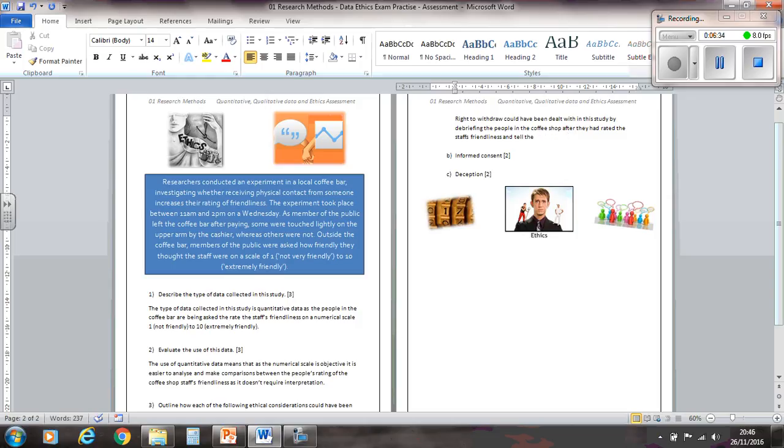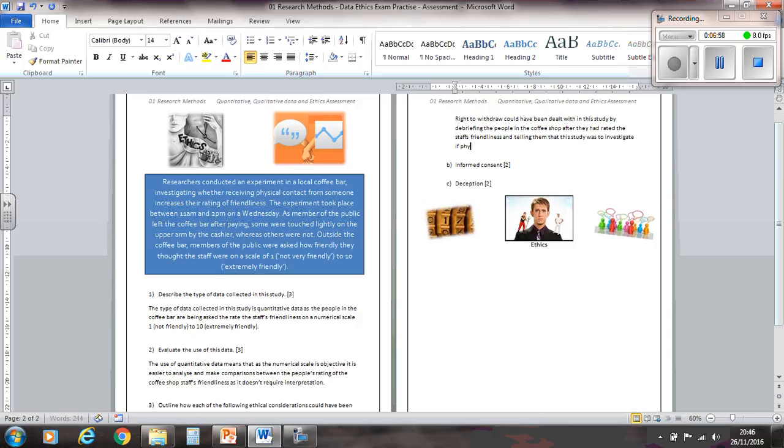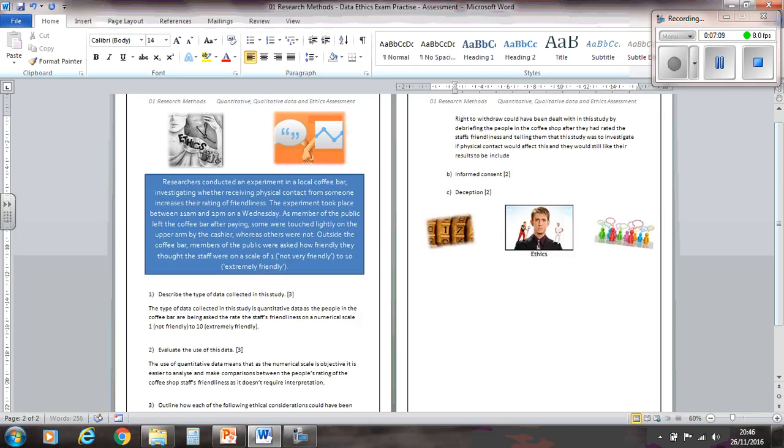Right to withdraw could have been dealt with in the study by debriefing the people in the coffee shop after they'd rated the staff's friendliness and telling them that they'd taken part in a study, and then telling them that the study was to investigate if physical contact would affect this and if they would still like their results to be included or if they wanted them withdrawn.